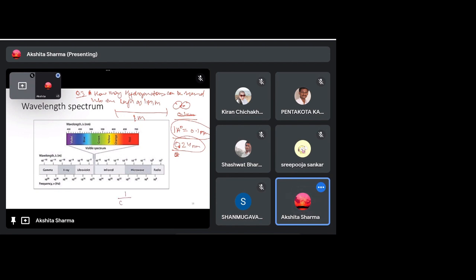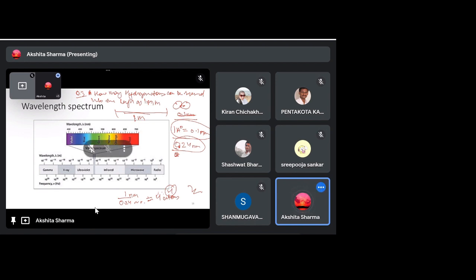So 1 divided by 0.24 nanometer is around 4.8. So the answer is around 4 atoms. 4 hydrogen atoms can be squeezed into 1 nanometer length. Okay. So these are the problem solving which we are doing today.